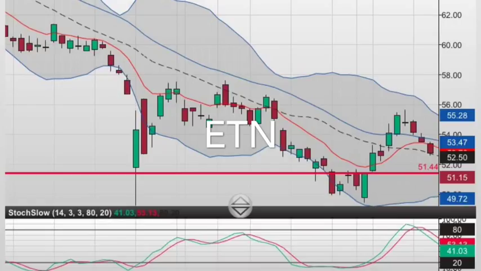I was thinking that the stock would decline further to the red line and fill in that previous gap around the 51.50 price level.